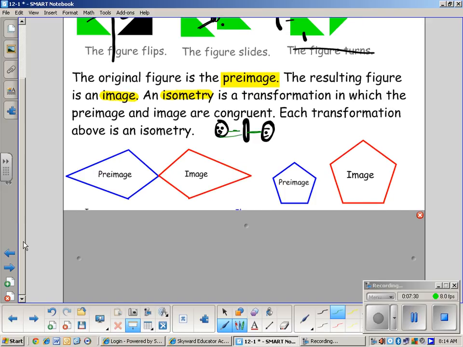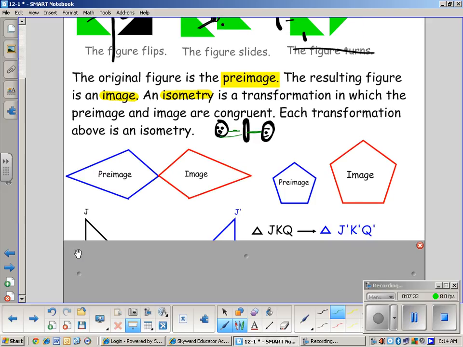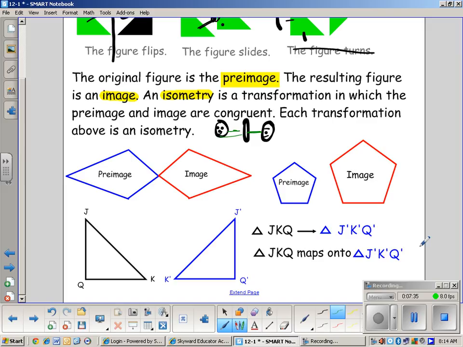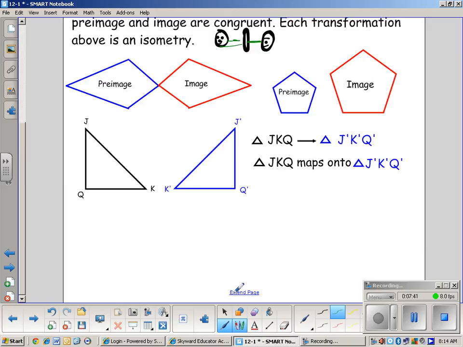So in this picture here, we have three of them. The blue ones are the preimage, and the red ones are the image. This one looks like a simple reflection over a line right through here. This one's definitely not the same size. So that one's being expanded. Is that an isometry?